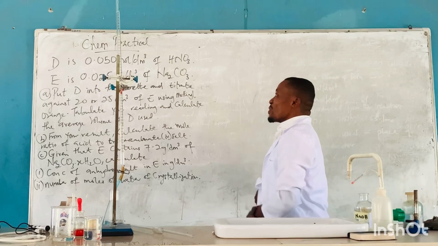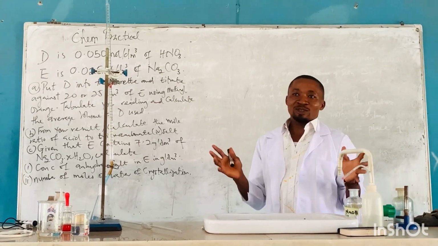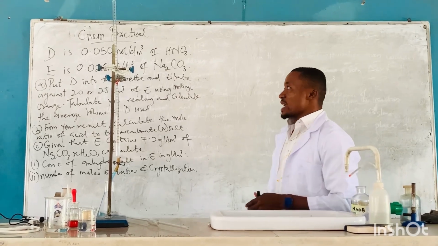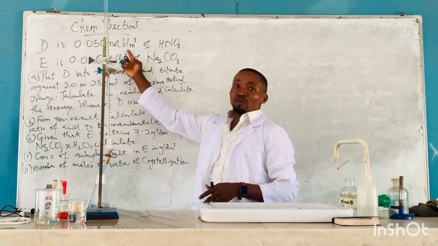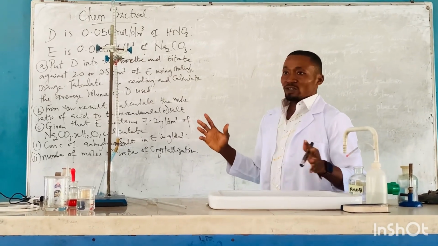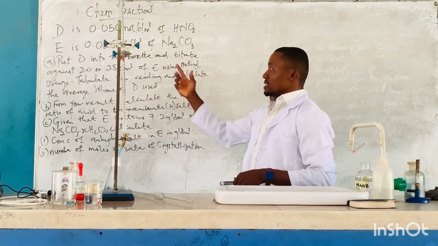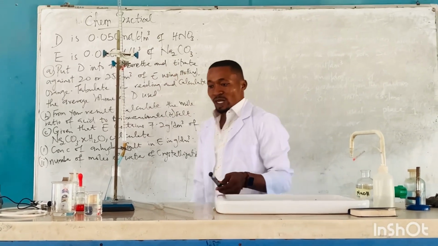Today we're looking at these calculations, and this is kind of different from the usual. Normally they ask you to find conc of A, conc of B, but here we're already given our concentration in mole per dm3, both D and E. So it's going to be a lot easier than the usual. Our first question is using methyl orange, you should carry out the titration. Let's just do that quickly.